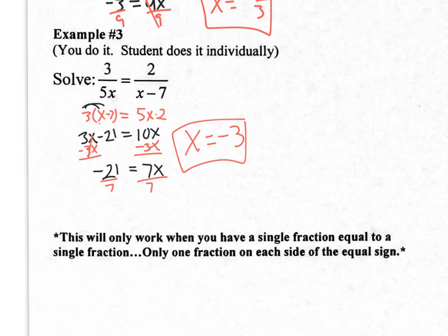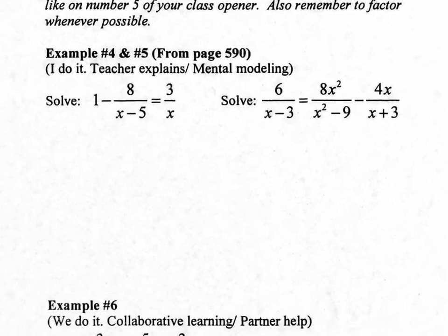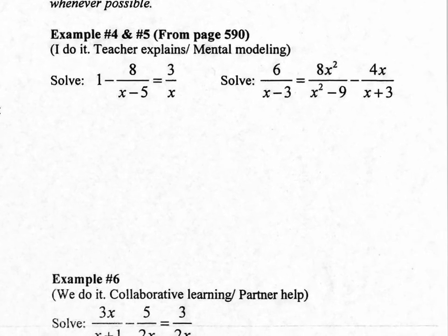It will not work when you have more than one fraction on each side. So right here, cross multiplying will not work because there's a fraction, another fraction, and then there's something else. Okay? Right here, it's not going to work because there's a fraction equal to another fraction, but there's something else. The only time cross multiplication works is if you have a fraction equal to a fraction. So I'll discuss how to do these other ones on the next video.